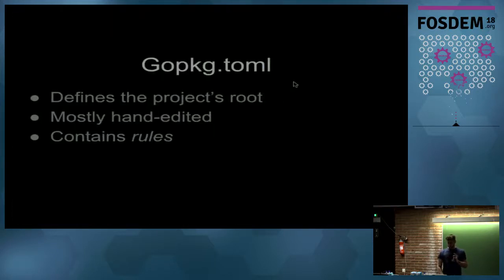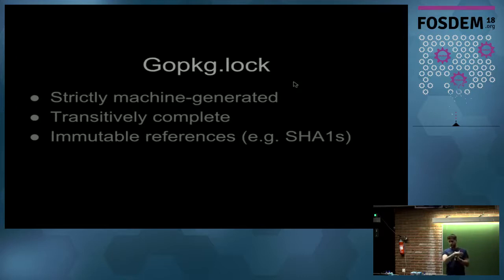So the gopackers.toml contains rules. The other piece, gopackers.lock, I'm not going to pull it up because it's empty right now. The gopackers.lock is strictly machine generated, whereas it is expected that most of the time you're going to end up updating the gopackers.toml by hand. It is a transitively complete picture of your entire dependency graph, and it contains immutable references, like git commit SHA-1s, for example. That means that your gopackers.lock file represents the reproducible build for your project. By having this file, you are guaranteed that anyone else, your CI system, or any other person you're collaborating with can get exactly the same version that you were working on when you generated that file and checked it in. Both the TOML and the lock file should be checked in. It's the expectation.